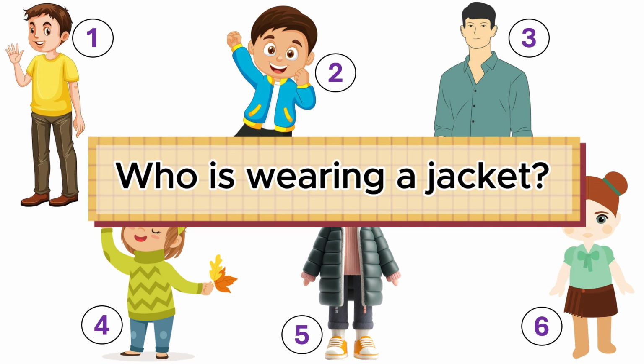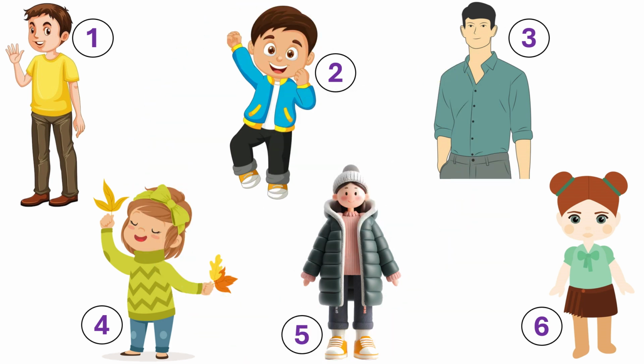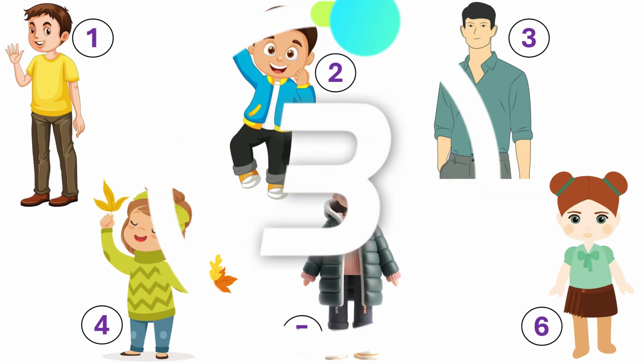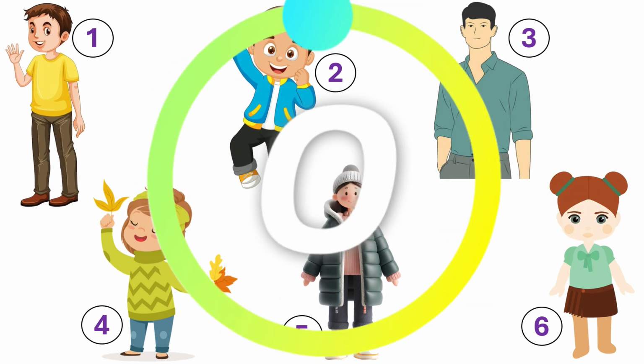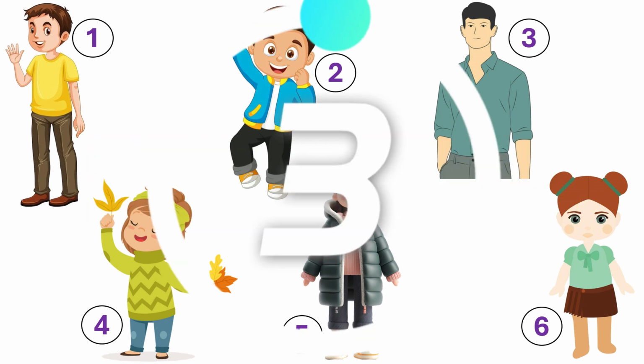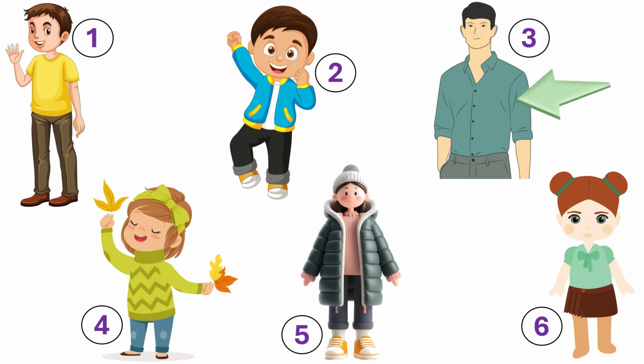Who is wearing a jacket? Number 2. He is wearing a jacket. Who is wearing a coat? Number 5. She is wearing a coat. Who is wearing a shirt? Number 3. He is wearing a shirt.